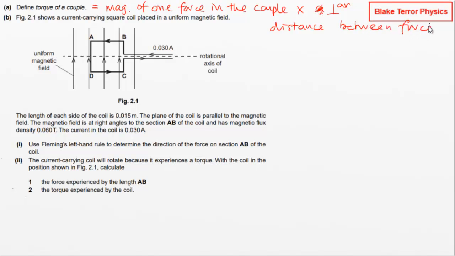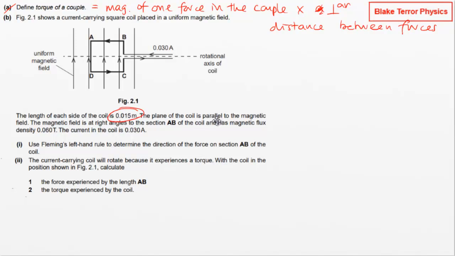So that's our F times D that we do in our classical mechanics questions. Right, part B. Figure 2.1 shows a current carrying square coil placed in a uniform magnetic field. They've given us a current here. What else have we got in the question? We've got a length to the side of the coil.